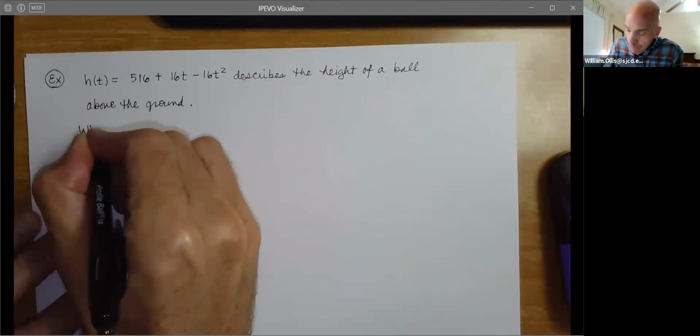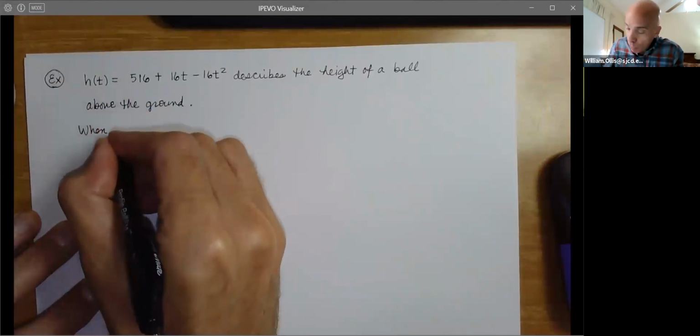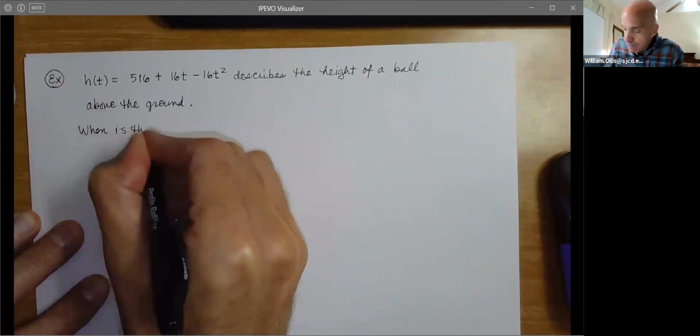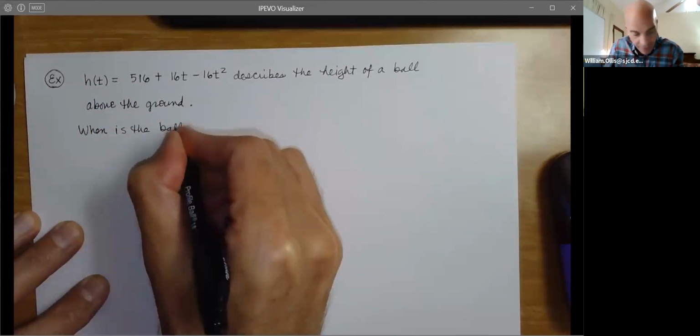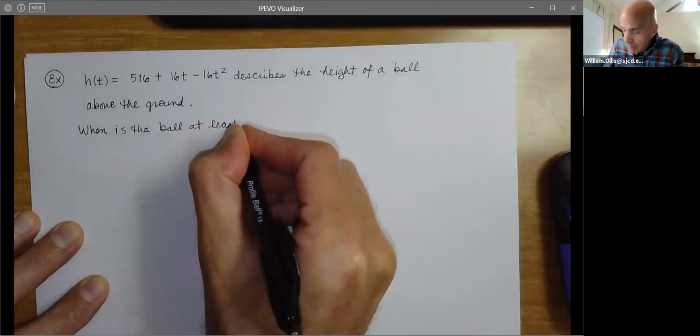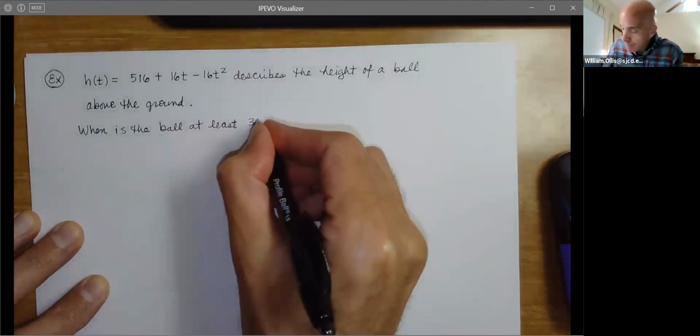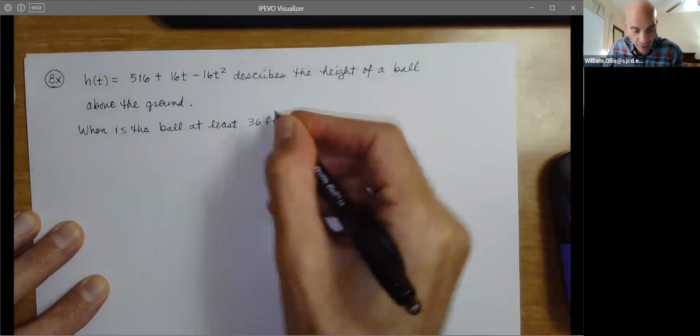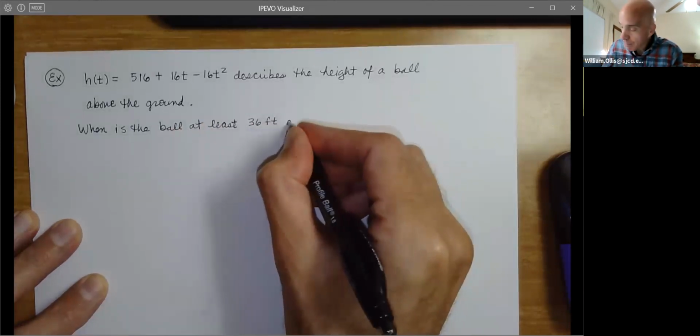When is the ball at least 36 feet above the ground?